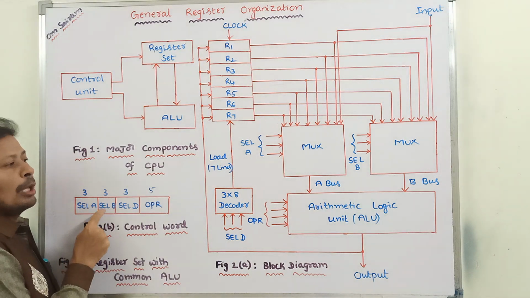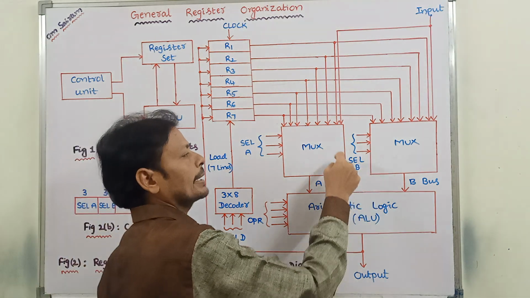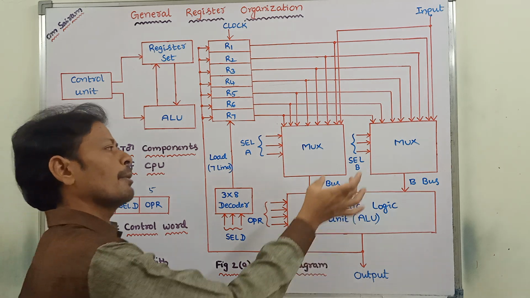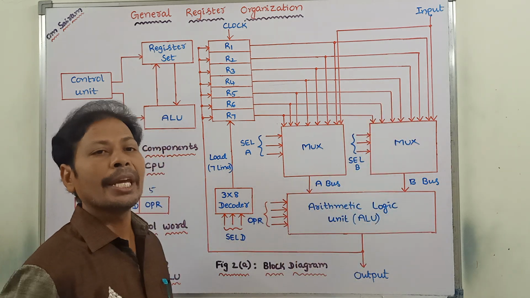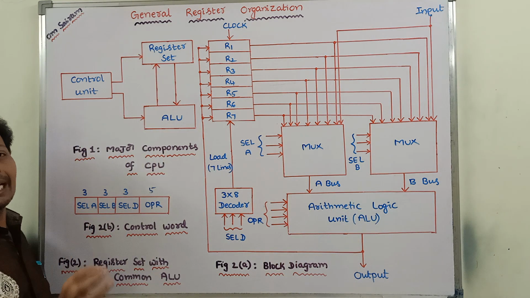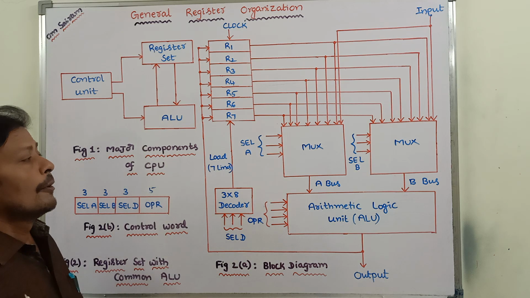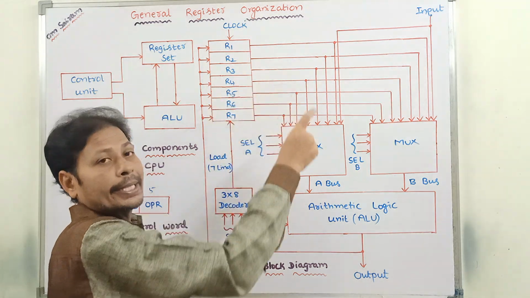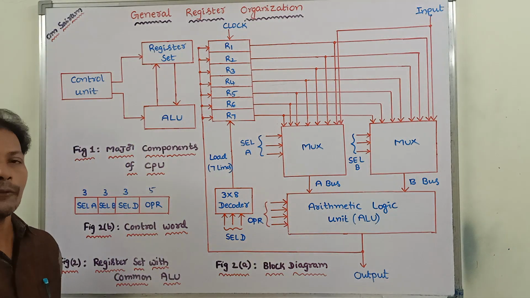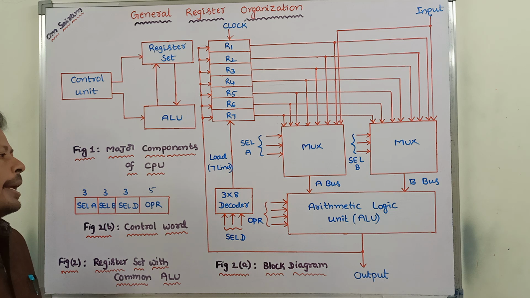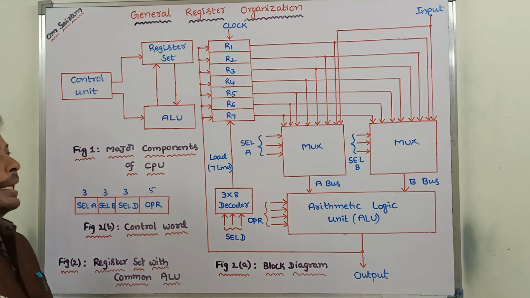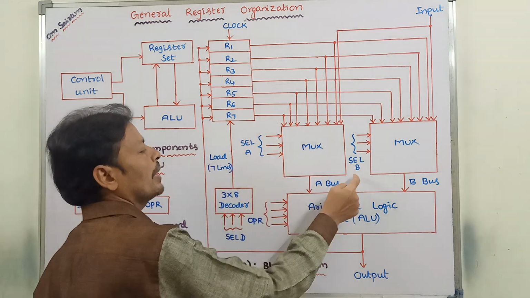3 inputs of SEL B are used for selecting only one of the processor registers, which is formed as the B input of the ALU. Next, 3 bits of SEL A determine the selection of a source register, which is formed as the A input of the ALU. Okay, now we can go for which register is selected.